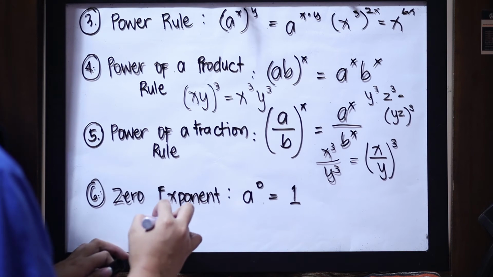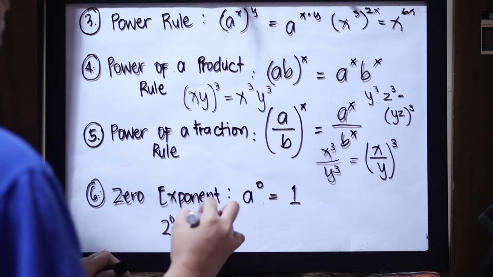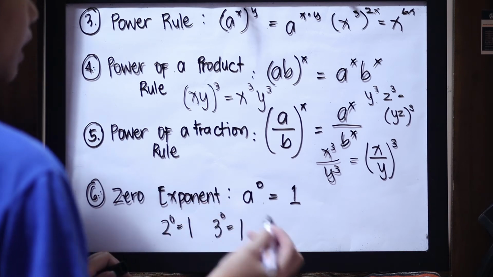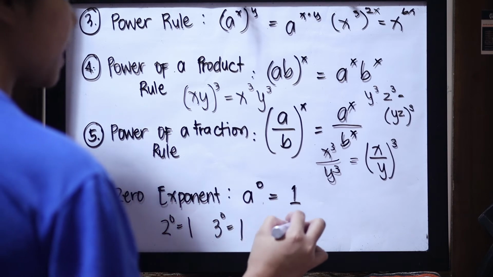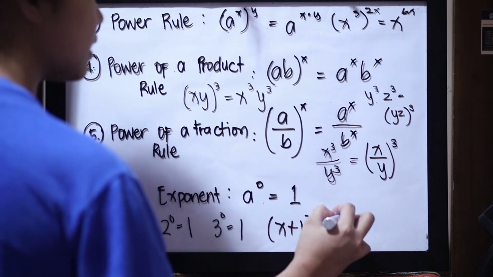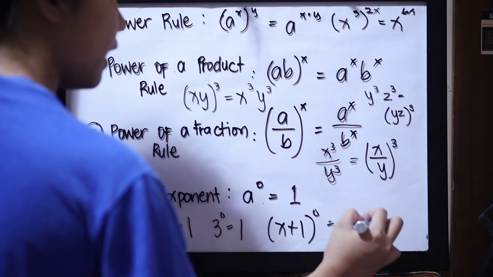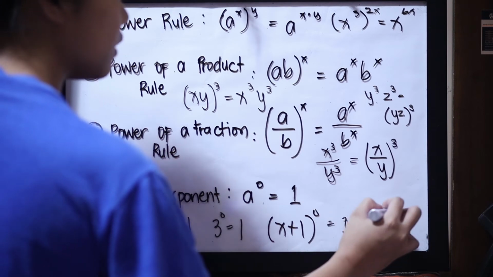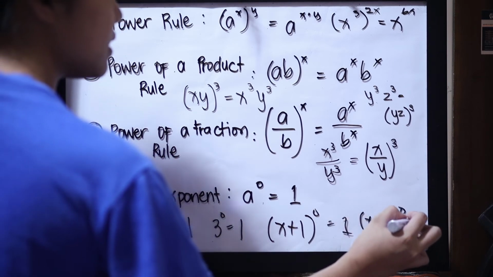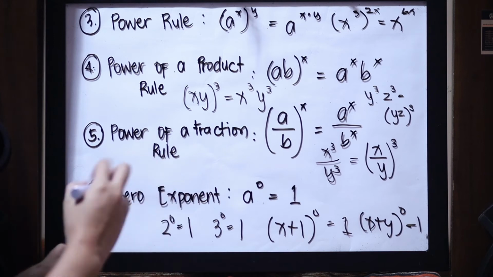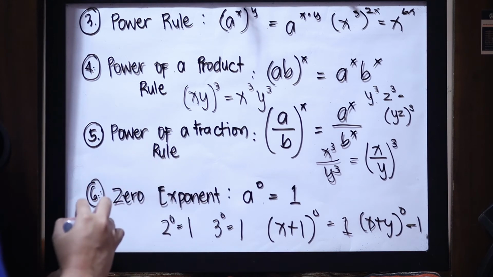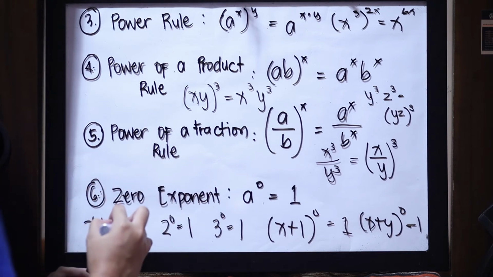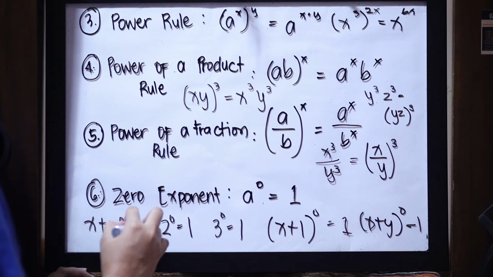Example, halimbawa, 2 raised to 0 is 1. 3 raised to 0 is still 1. Pagka naman x plus 1 raised to 0 is still 1. O kaya naman ay x plus y, the quantity of x plus y raised to 0 is still 1. Pero, pag ang nangyari ay x plus y raised to 0, ito ay magiging x plus 1.